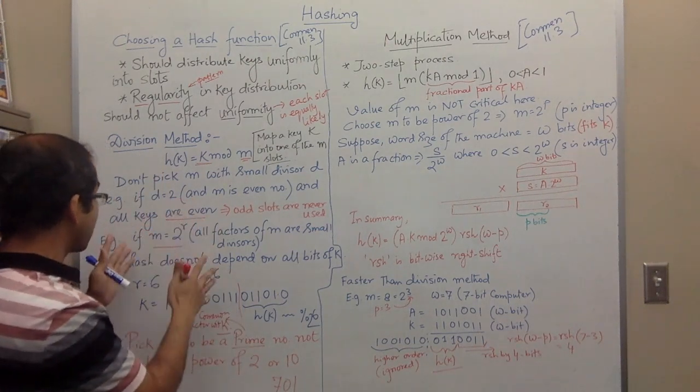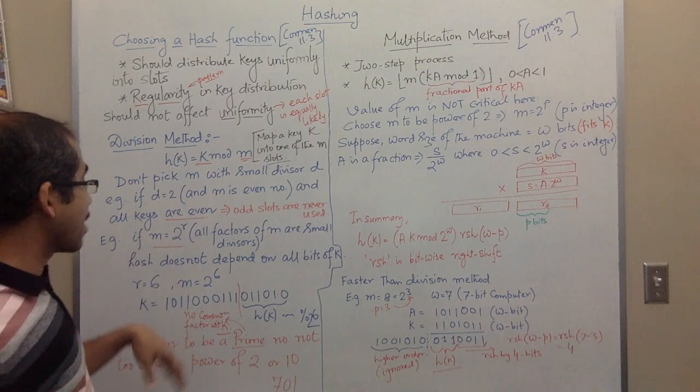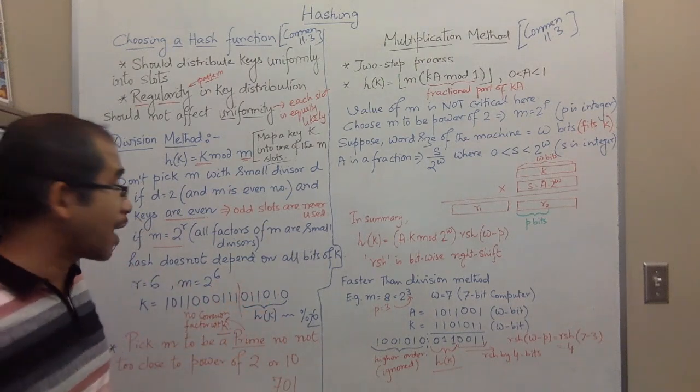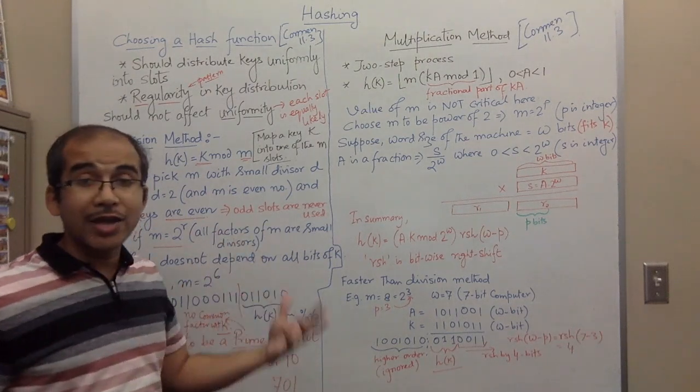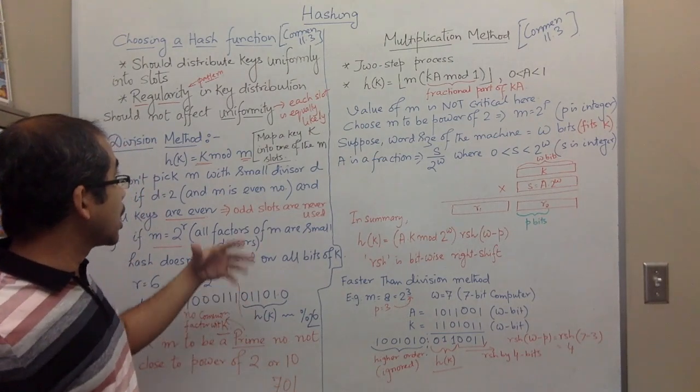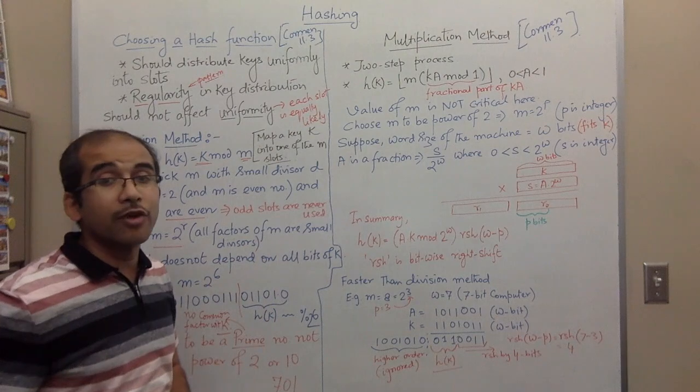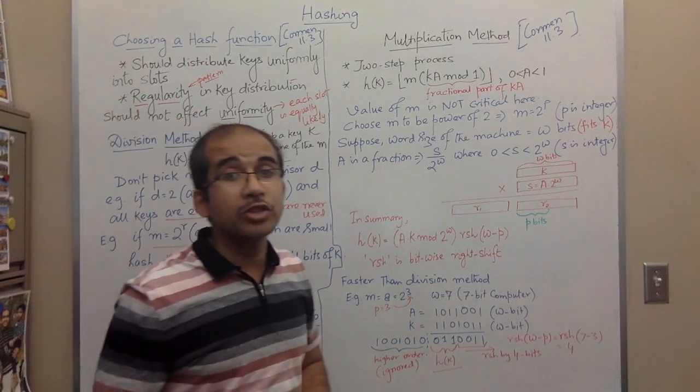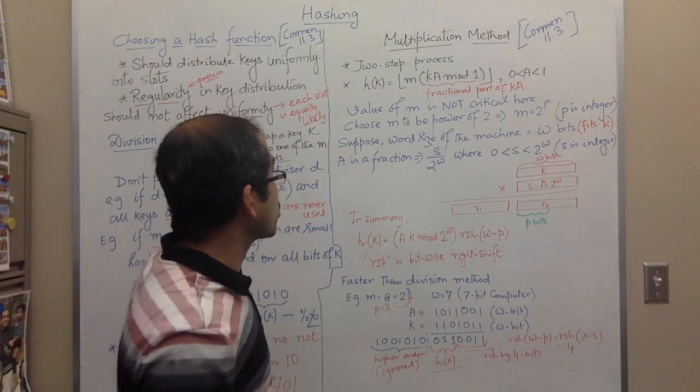The division method depends on how you choose m. If you choose m in a very naive manner, there will be a lot of hash collisions and many of the slots will not be filled. That will result in violation of the simple uniform property. Okay, there is another method, which is the multiplication method, which is a two-step process.